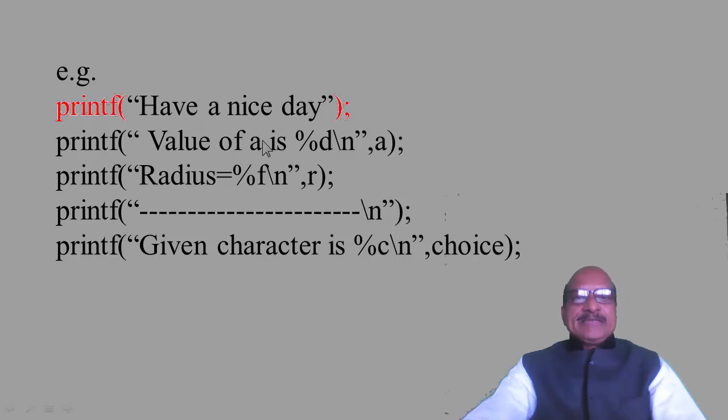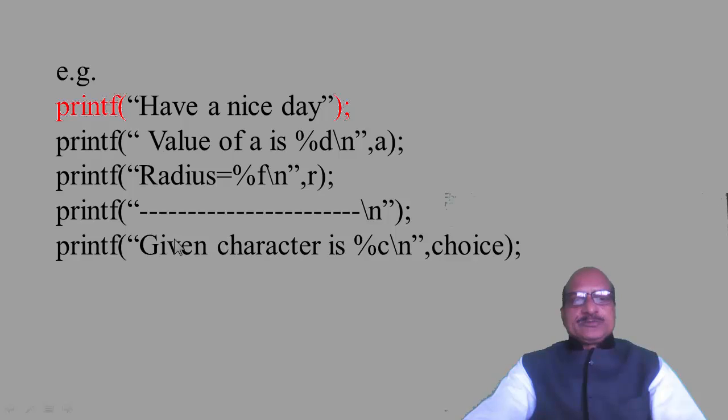Printf, value of a is %d \n. So what will happen? The memory location a contains an integer value and that is put in place of %d and it is printed. This \n is called the carriage return character, so the cursor goes to the next line when you use this \n. Printf, radius is equal to %f \n, r. So r is a floating point constant, so f is used. a is an integer type constant, so d is used. Simply if I want to display this dotted line on the screen, I write printf, double quotation, the dotted line \n, and the cursor goes to the next line.